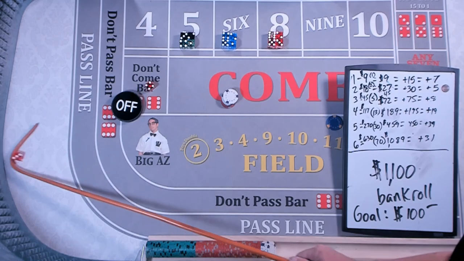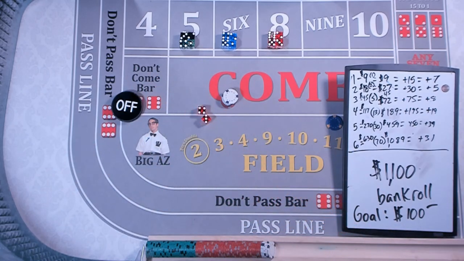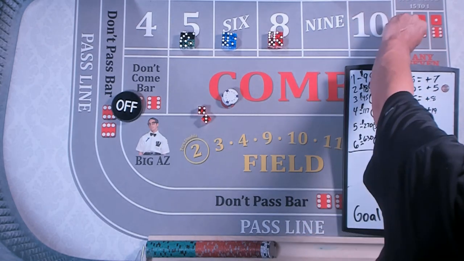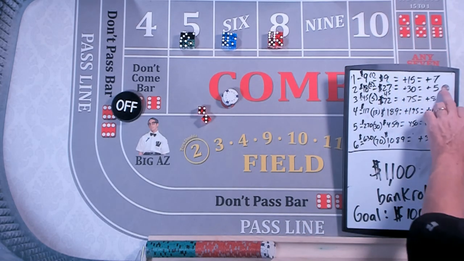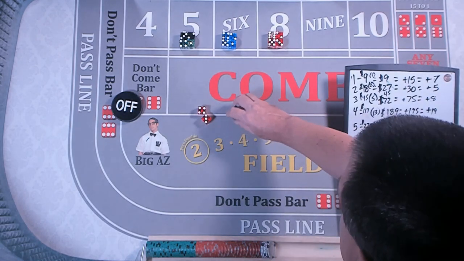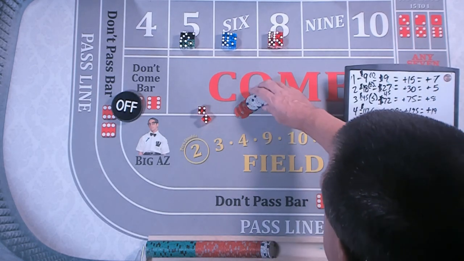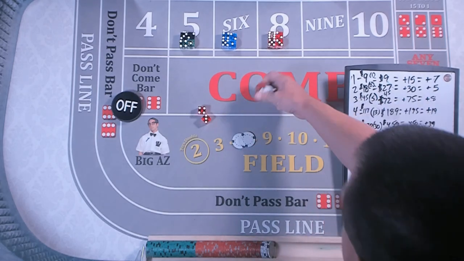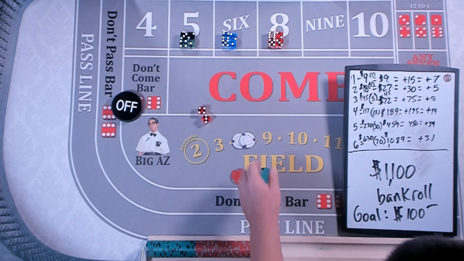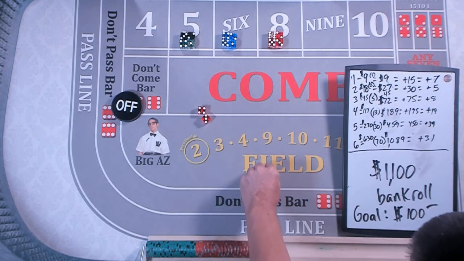Seven. We got a winner. Remember, we're using math to try to help us come up with something here. It's a 50-50 proposition. We're not getting paid 50-50. We know that. So I got $18 bet. I keep the $2 winner. I lose this, but we're going to get paid on that $2 bet, $30. And the two comes back to us.